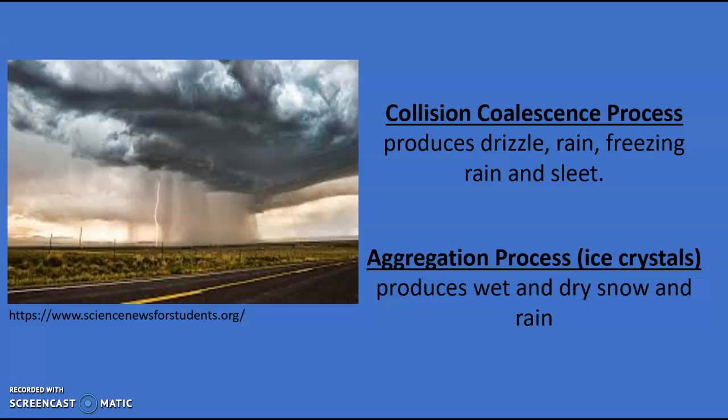The aggregation process involves ice crystals, and it produces wet and dry snow as well as rain. You must have ice crystals with cold water, and when the cold water freezes, the ice crystals form and move in the cloud to connect to other ice crystals. And then the same thing happens. As the ice crystals get heavier, they fall, and that is how we see precipitation hitting the surface in the form of wet and dry snow or rain.